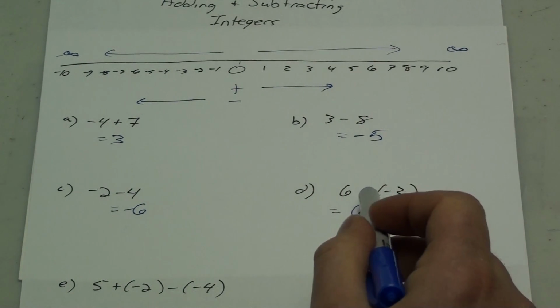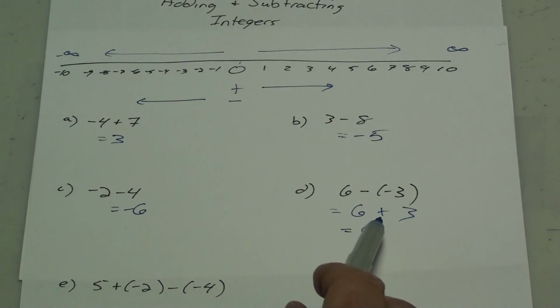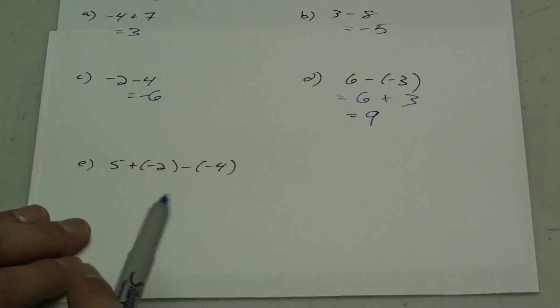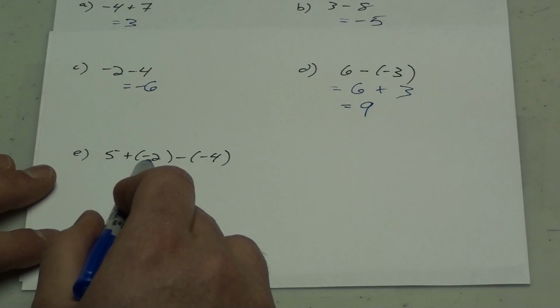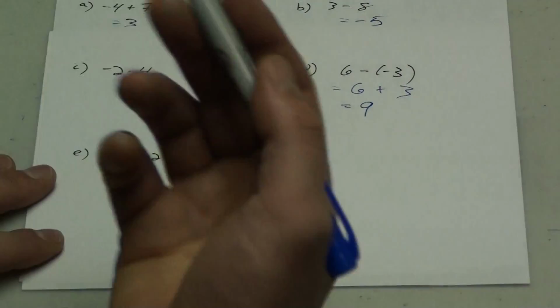So anytime you see a double sign, so subtracting a negative, with no number in between, just replace it with a single sign. 2 negatives become a positive. If the signs are the same, it's a plus. If the signs are different, it's a negative. Here's another example, with some double signs in it. 5 plus negative 2. These 2 signs are different.